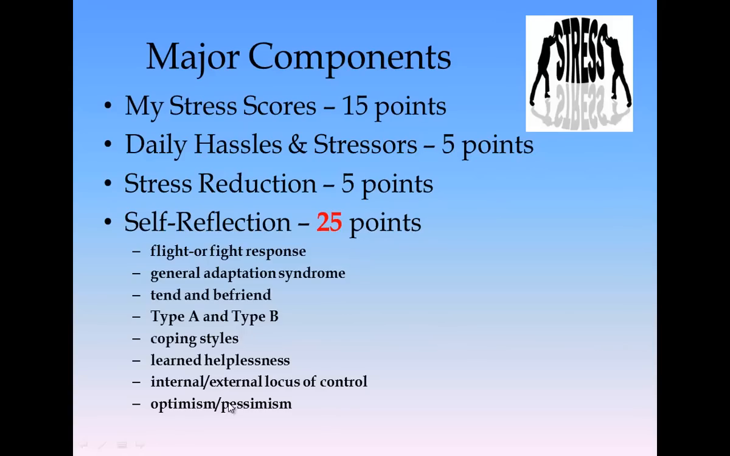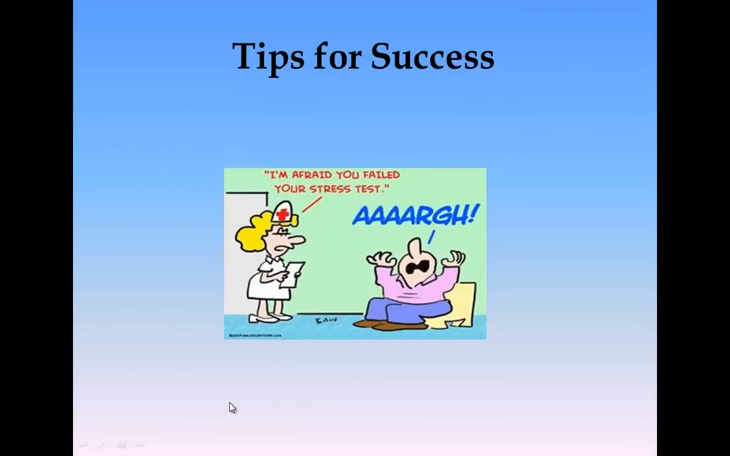So let's go forward. Alright, if you notice here, I've listed the 4 major components. My stress scores is the first component. It's worth 15 points. Please note it's worth 15 points. Daily hassles and stressors, 5 points. Stress reduction, 5 points. But here it is, self-reflection. That is worth 25 points. Again, 25 points.